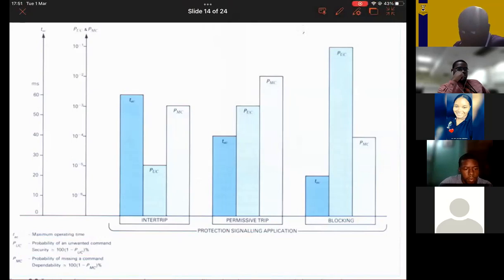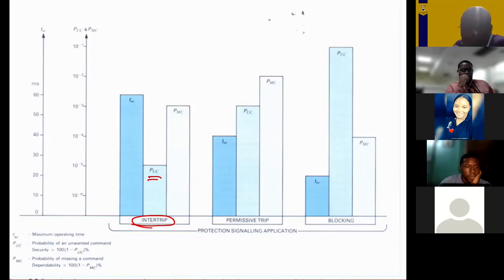Now, we start with the intertrip. What this is saying is that with PUC low, that is the probability of receiving an unwanted command being low, what it means is that the security here would be high.